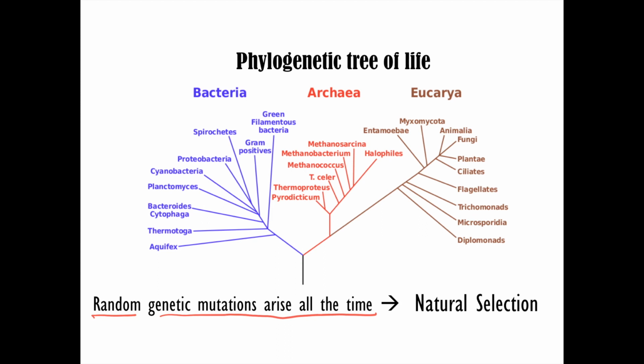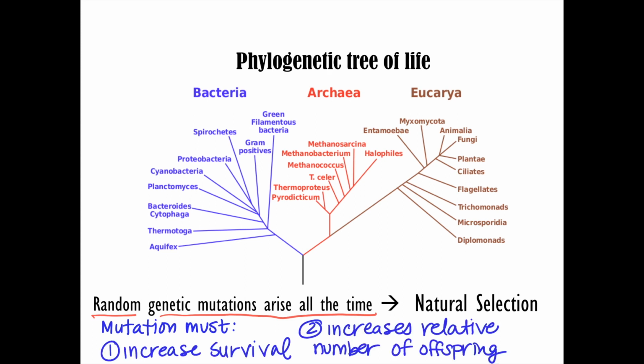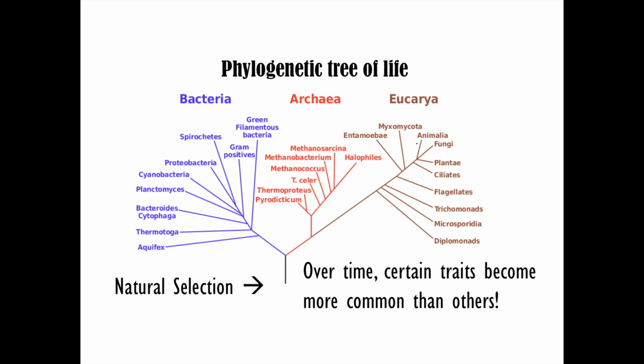In order for natural selection to take place, the environmental conditions have to be just right and create a scenario where one of these mutations not only increases an organism's survival, but also increases the amount of offspring that it has relative to other organisms that are living at the same time. The result of natural selection, then, is that over time, certain traits become more common than others. And in this way, the population changes.